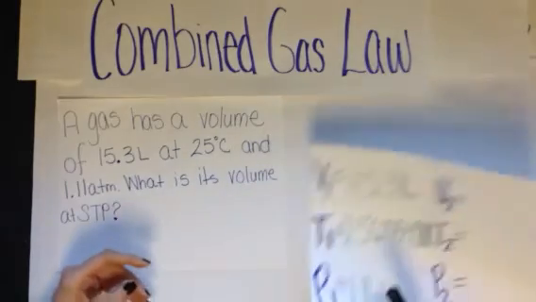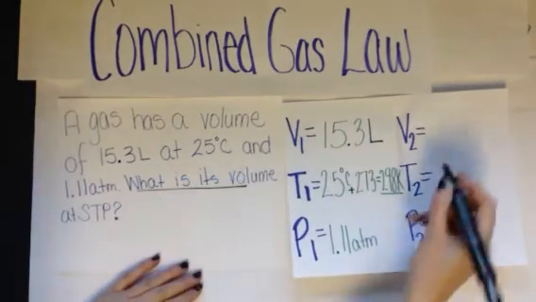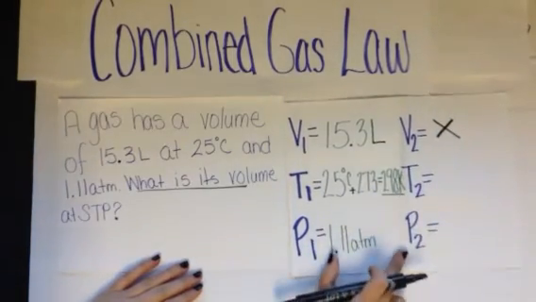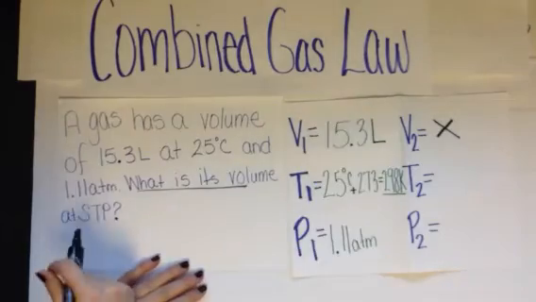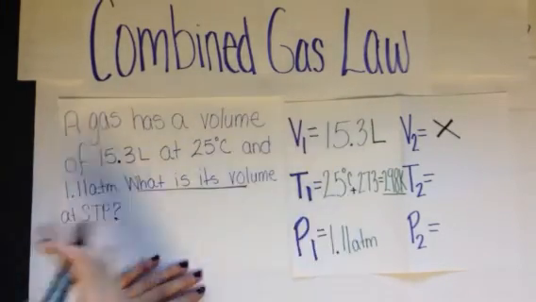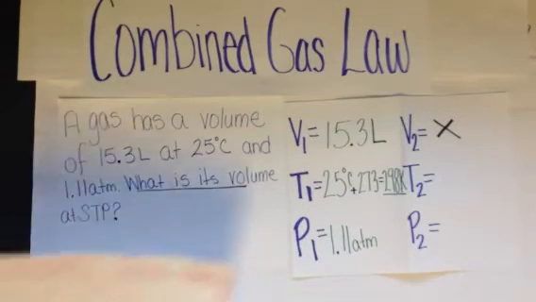The twos. Okay, well we know that they're asking what is the volume, so we know volume is our X. But where do we get our temperature and pressure in the final state? Well, this gas goes from these conditions to conditions at STP. So you have to remember what STP is.